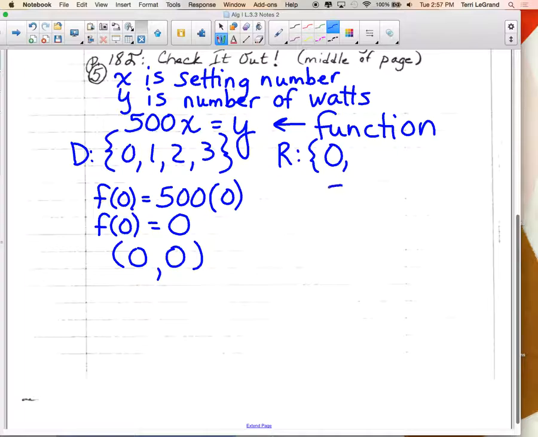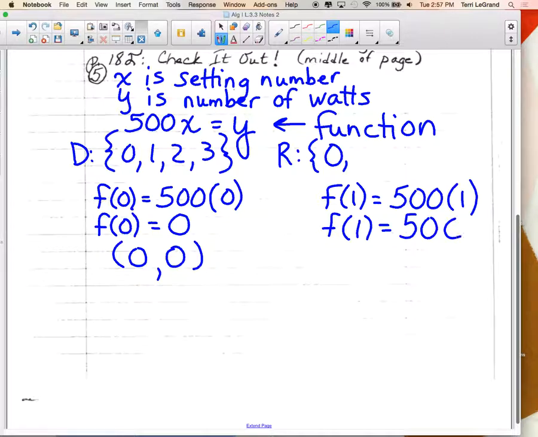Okay, f of 1. The function evaluated at 1 is 500. Ordered pair what? 1, 500. We just found our second member of the range.